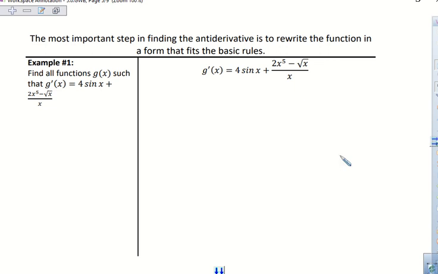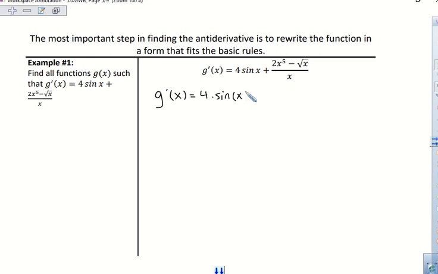Here's the most important thing that I need you guys to understand. I'm not going to give you an antiderivative to solve that I haven't taught you the procedures on how to solve. So if it looks like something you don't know how to do, you just need to rearrange it. Does everybody understand that? So here, I'm going to just rearrange it. I haven't taken any antiderivatives yet. I'm just working on rearranging.